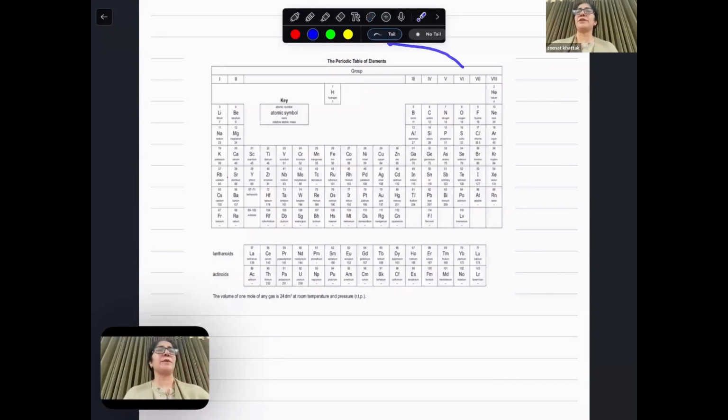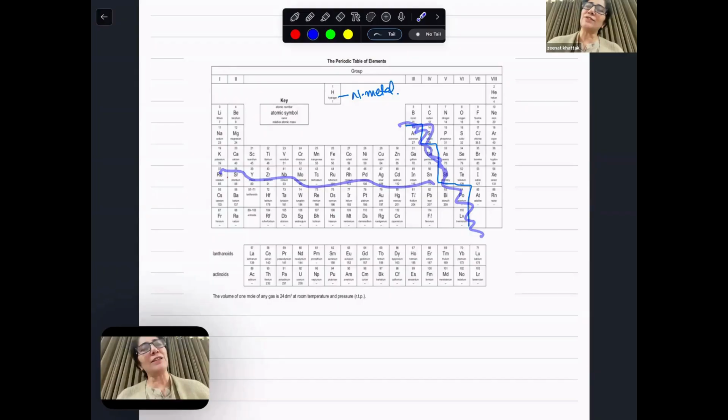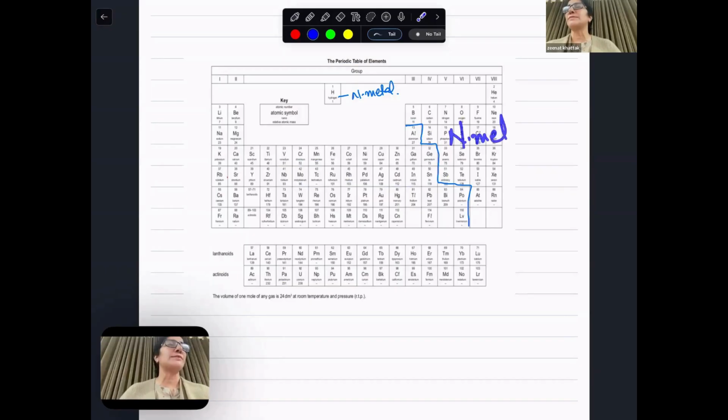You can see the periodic table on the screen. Now, if you look at this periodic table, hydrogen is a non-metal. Hydrogen is what? Non-metal. Right? And below aluminium, if you make a staircase roughly like this, it's not exact, but I know that below aluminium, all these are metals, and all these are what? Non-metals.